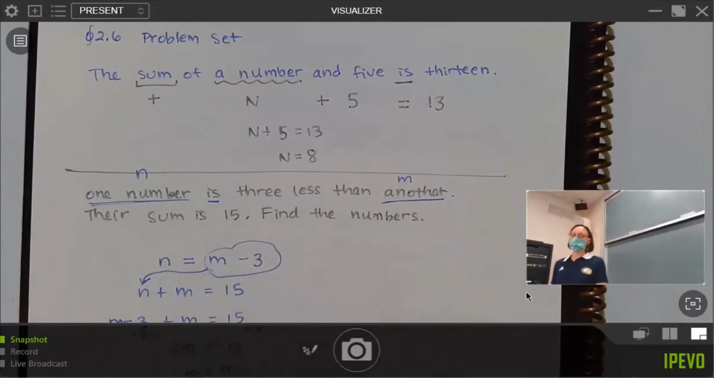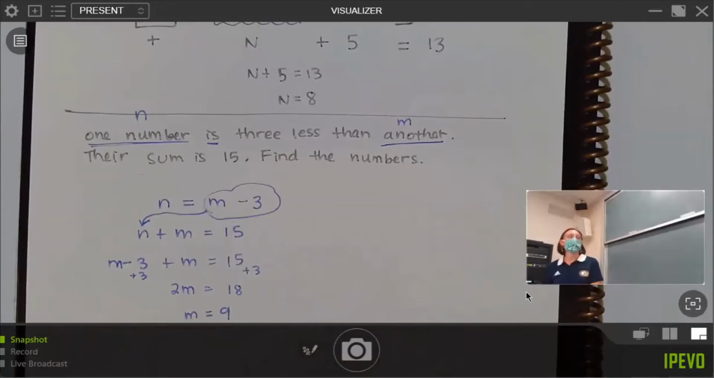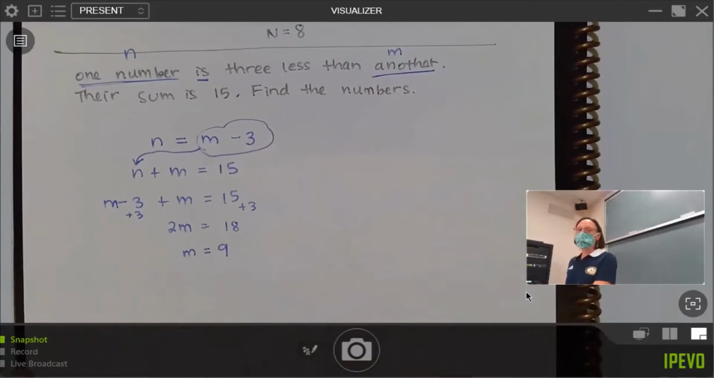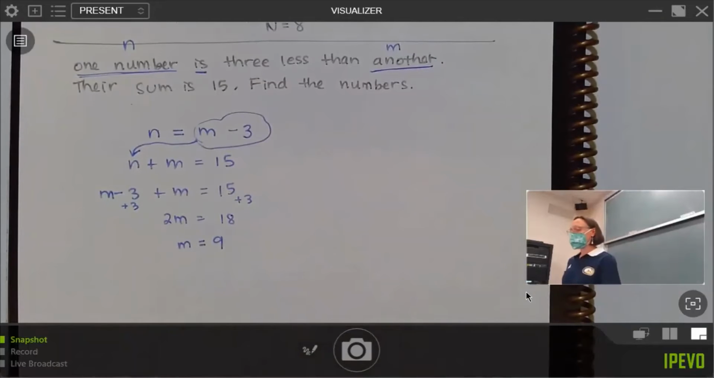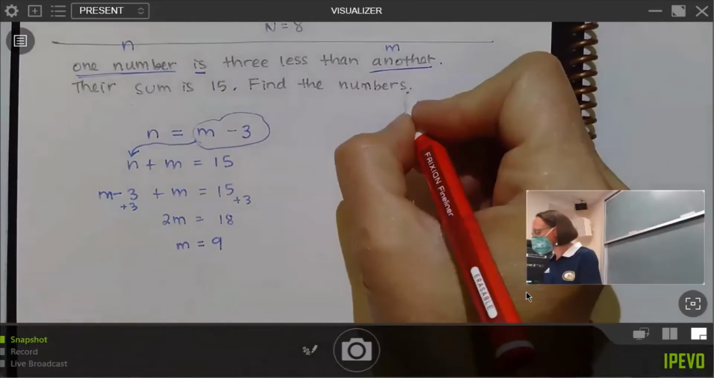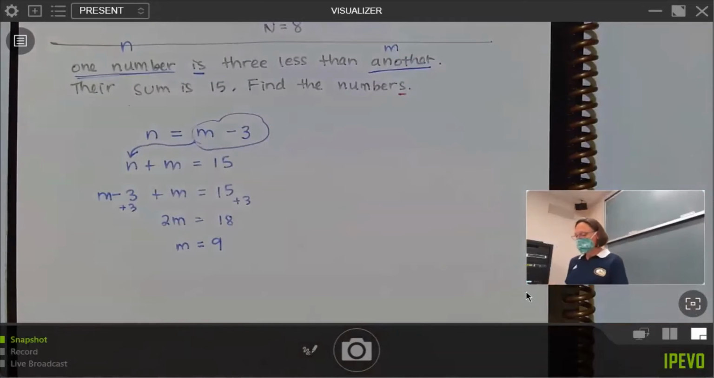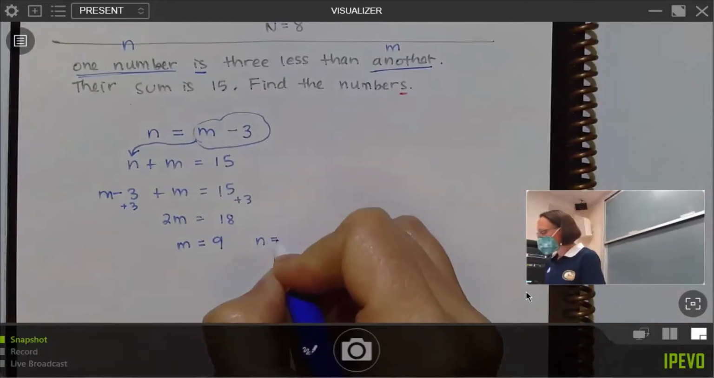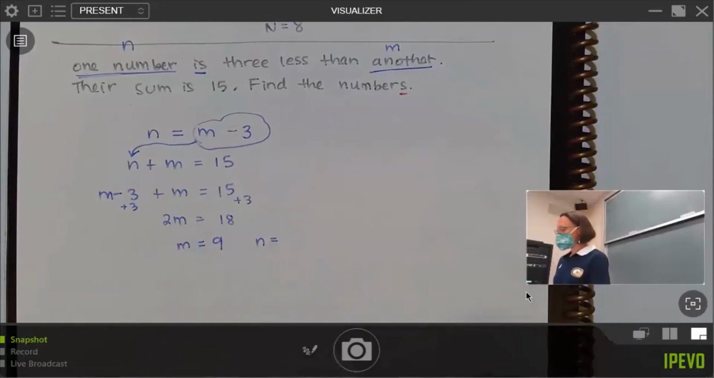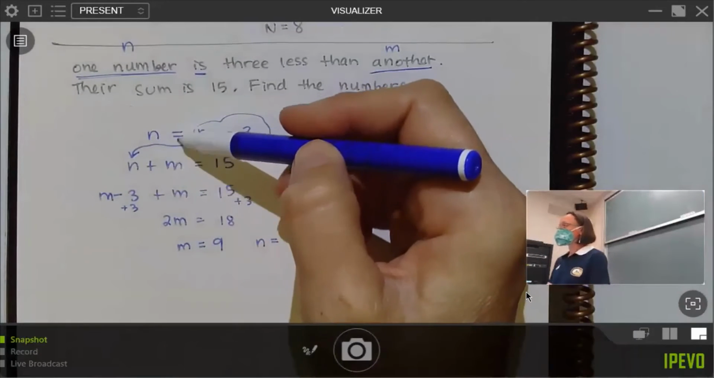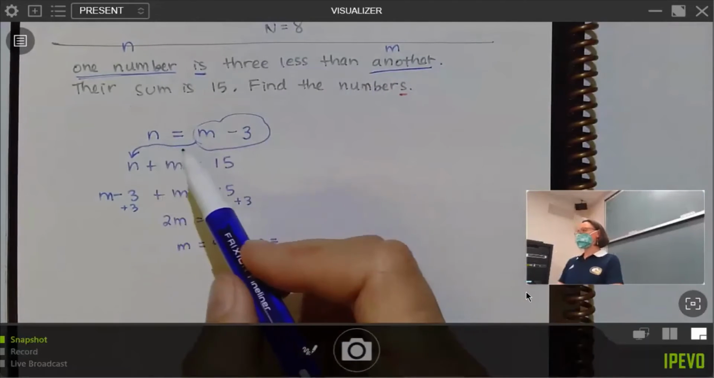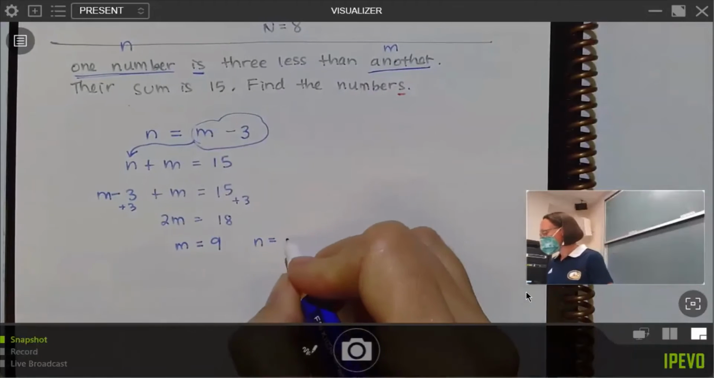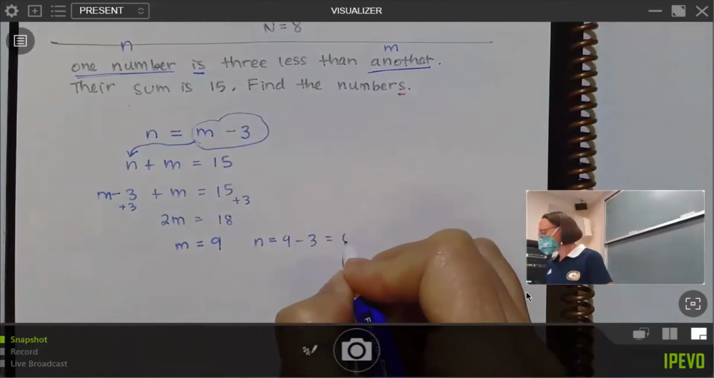Now I haven't actually finished answering the question because the question asked me to find the numbers, plural. So I figured out that m is equal to 9, but I also need to give the value of n. And it doesn't matter which of these equations we think about. I'm going to put it into the top one because it already says n equals. So n would be 9 minus 3 or 6.